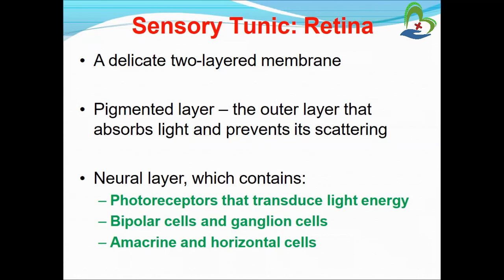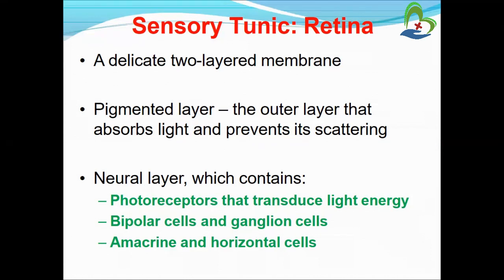So, what is the meaning of scattering? It means disturbing the image. The image may be blurred in scattering. So the pigmented layer prevents this kind of scattering of the image, and it absorbs the light. That is the main function of the pigmented layer.